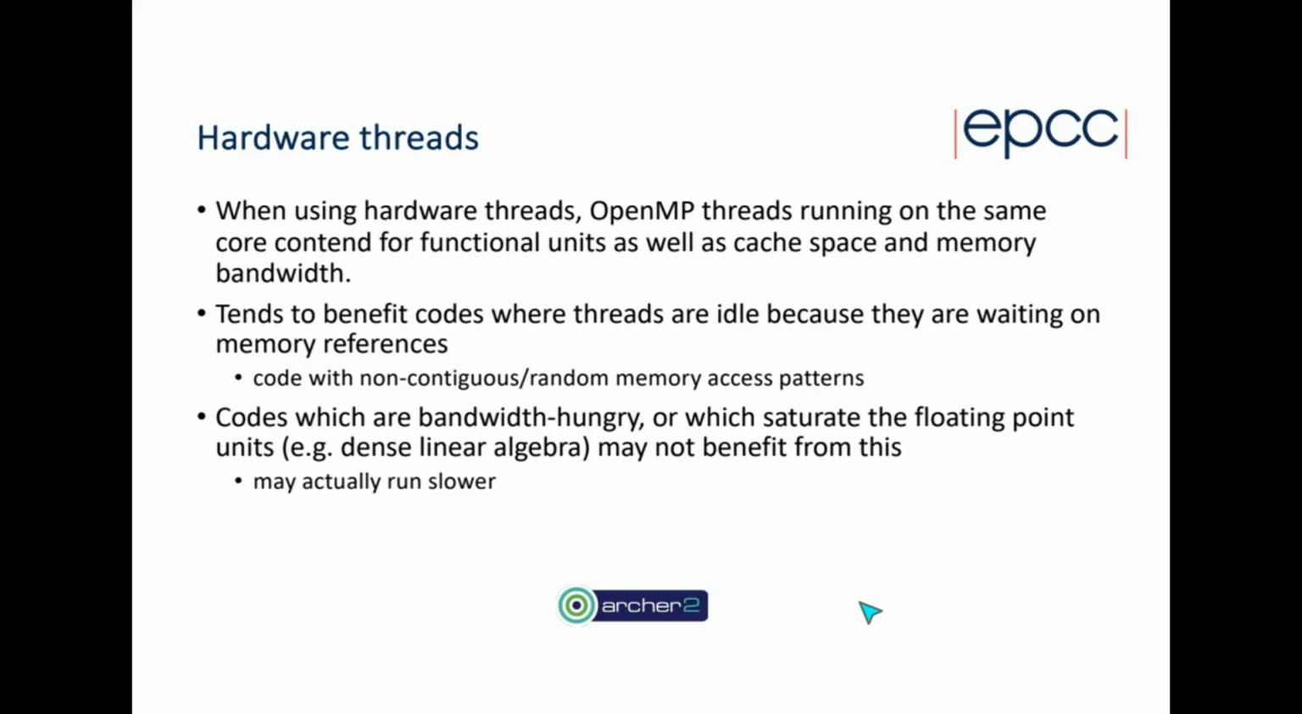And then also, as mentioned before, if we're using hardware threads, OpenMP threads running on the same core, they contend for the functional units as well as the cache space and the memory bandwidth. So actually, utilizing hardware threads is rarely very beneficial for a lot of scientific applications, and that's why you'll find on systems like ARCHER2 it's disabled by default. If you want to run more than 1 thread per hardware core, you can, but you have to do something special in your bash script to enable that, because generally speaking, it's not beneficial.